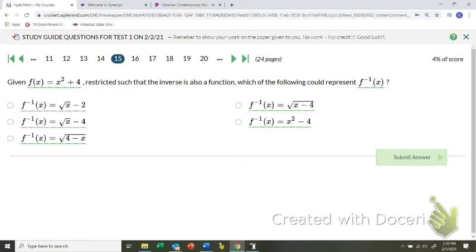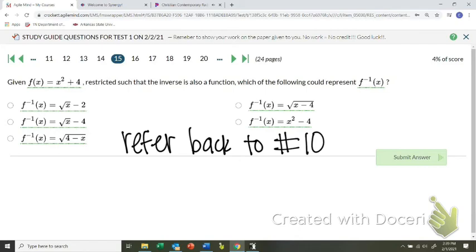All right, number 15, we're getting short on time. So on number 15, I want you to write, refer back to number 10. It is the same exact problem as number 10, except we can stop after we find the inverse. So look back on your number 10. What was the inverse?